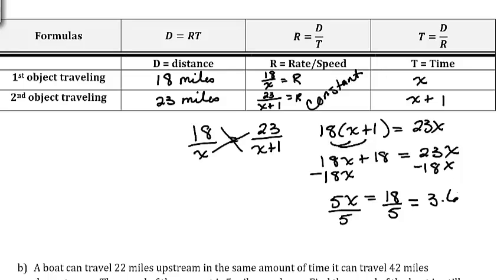And so now remember, x is our time, and that was for when we went the 18 miles. So now to figure out, r is equal to distance divided by time. And so the distance that we went was 18 miles, and our time was this 3.6. And so now take 18 and divide that by 3.6, and it gives us 5. And so this is speed, so that's miles per hour.